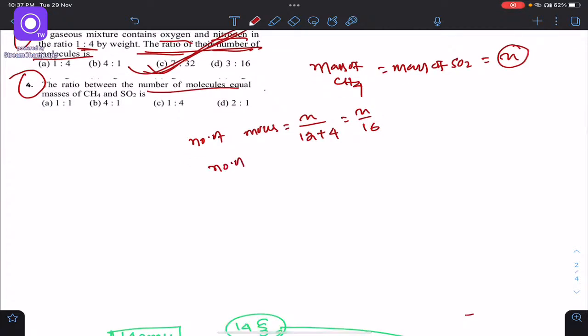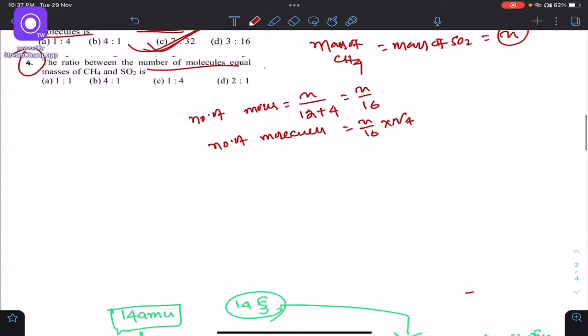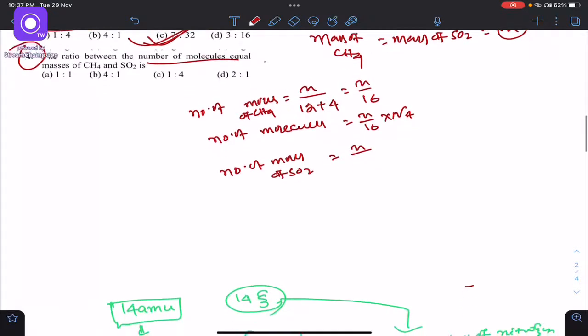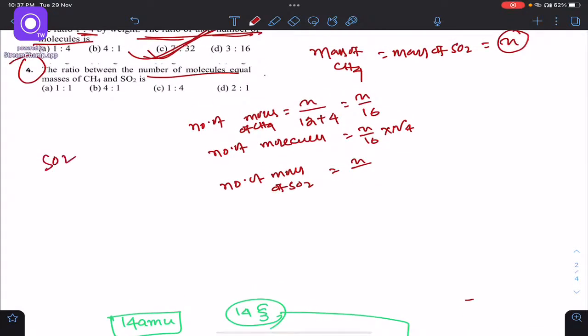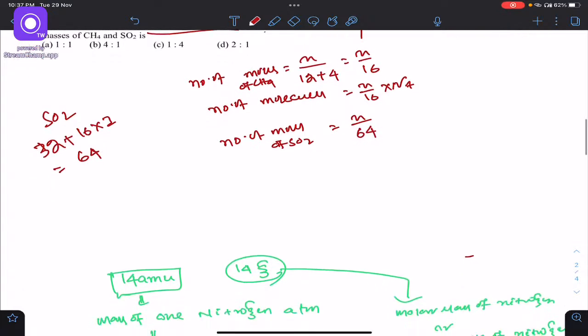Okay, so number of molecules is equal to x upon 16 into Na, and this one is CH4. Number of moles of SO2 is equal to x upon molar mass, given mass is x. Molar mass of SO2 is 32 plus 16 into 2, which equals 64. So number of molecules of SO2 is equal to x upon 64 into Na.